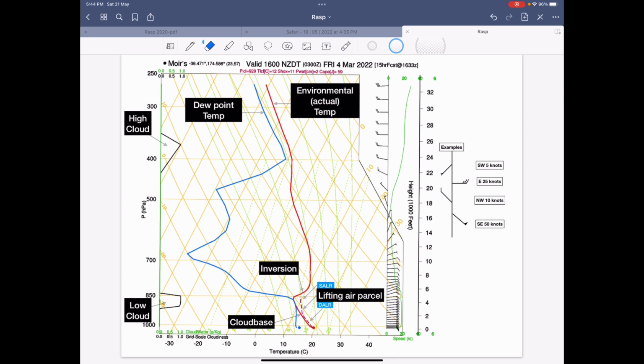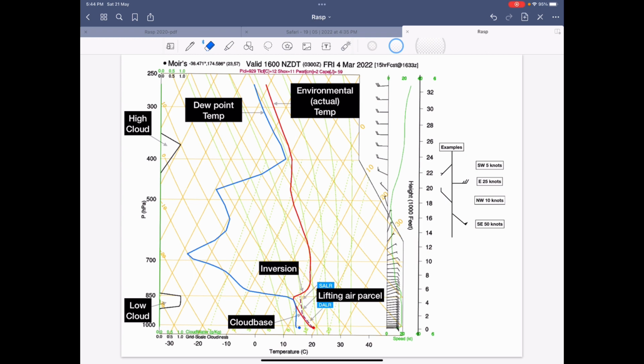What I'd like you to take note of is the inversion, which is where the red line turns sharply to the right. This area here, as it increases with temperature and altitude before it starts going back to the left again. And the next thing to look at is the black dotted line, and you see that, I want you to think thermals, convection, lifting air, sometimes called a lift line.